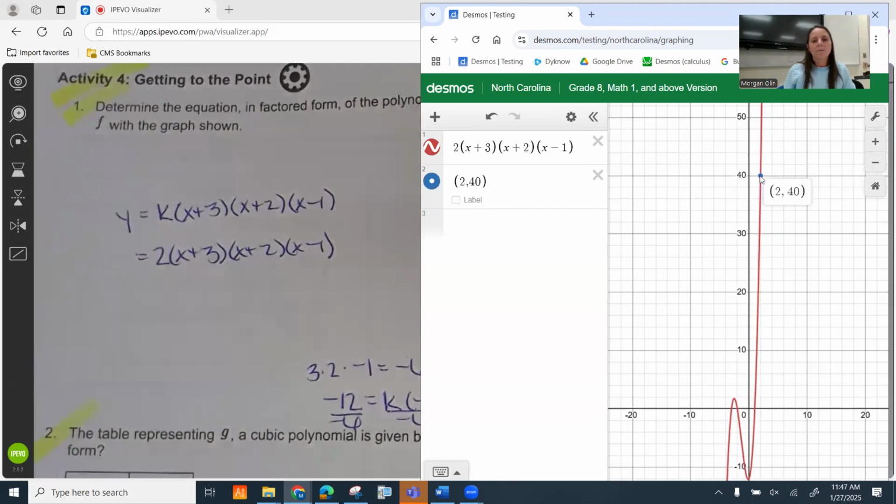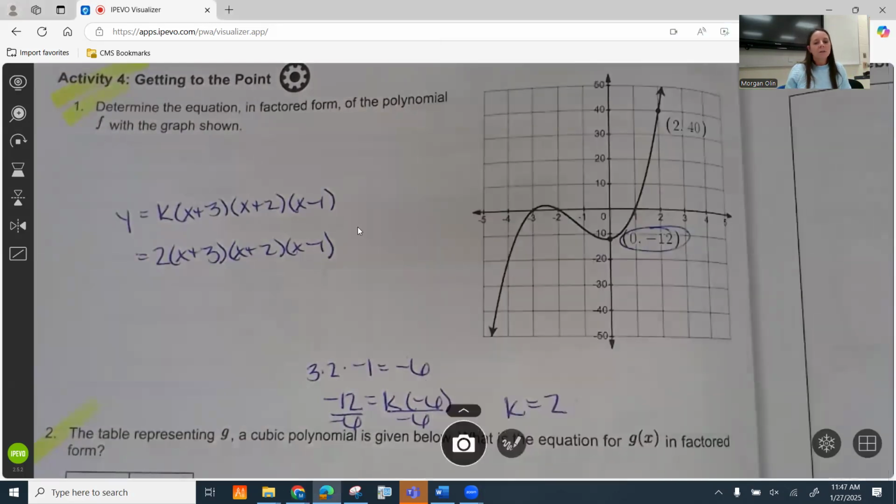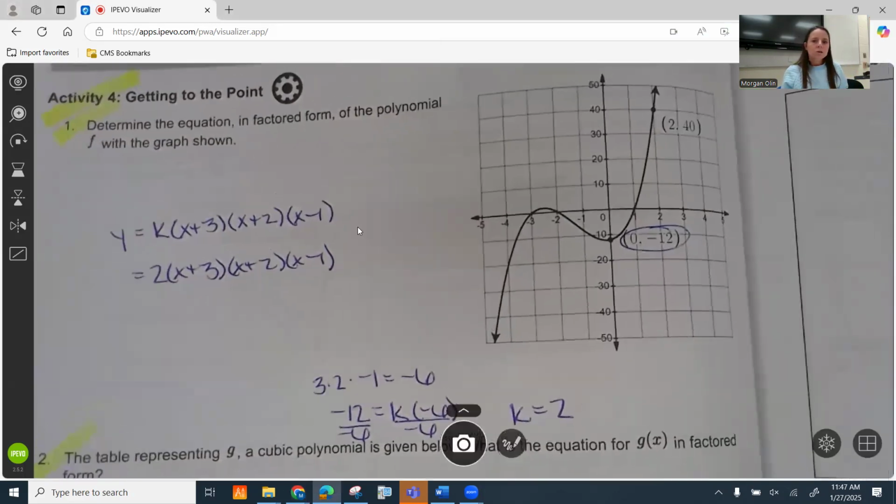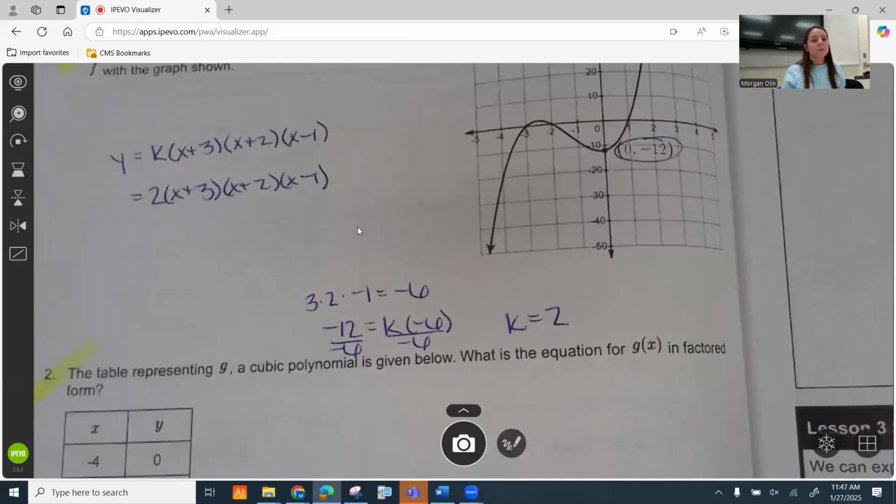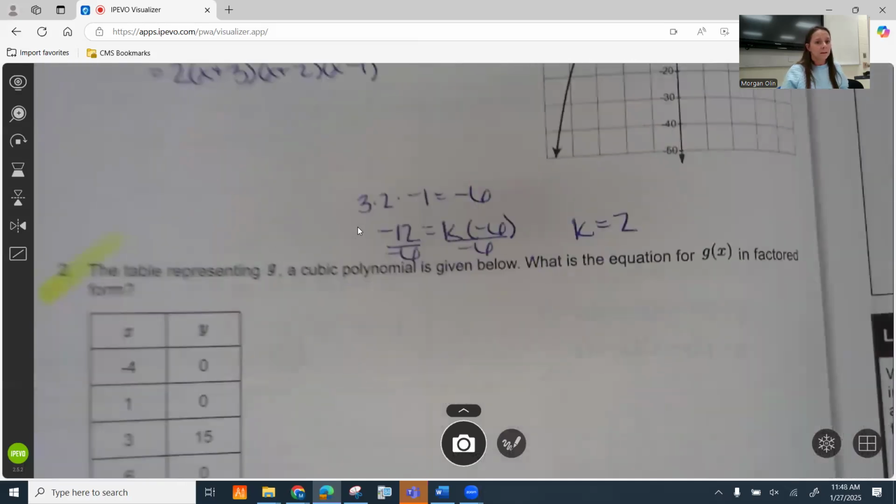And is it on the graph? It is on the graph. All right, so I know I have the right equation. So if you look at your y-intercepts, you can see if you need to multiply by anything.